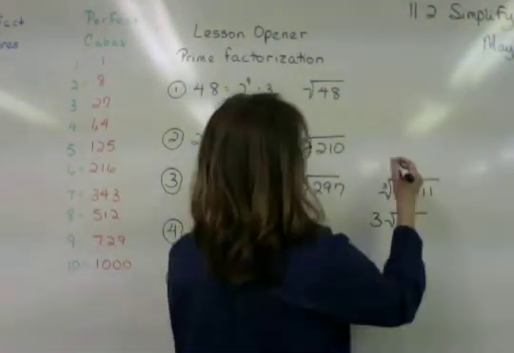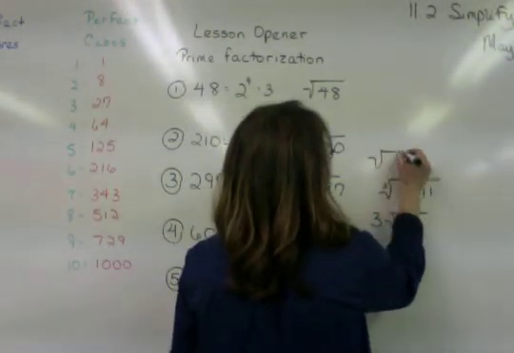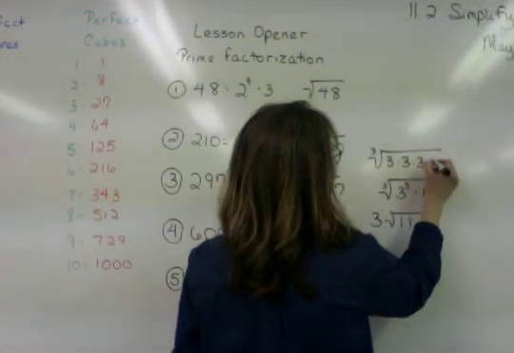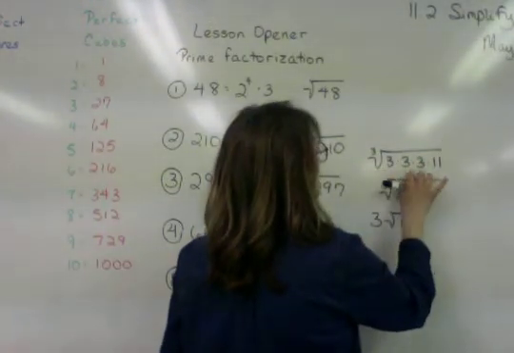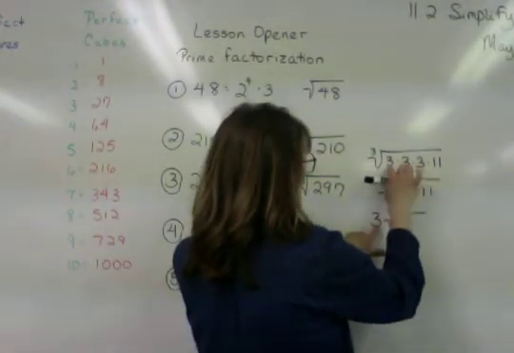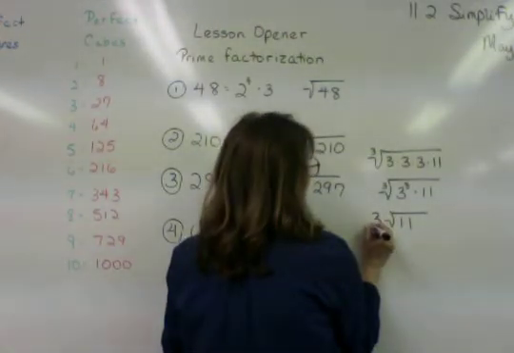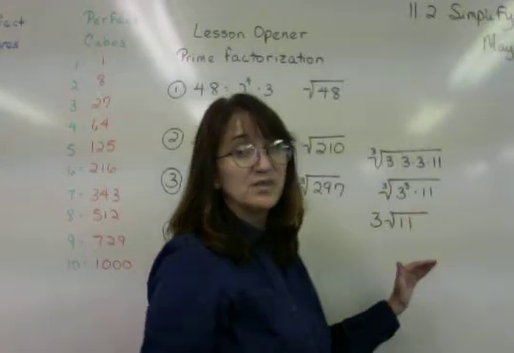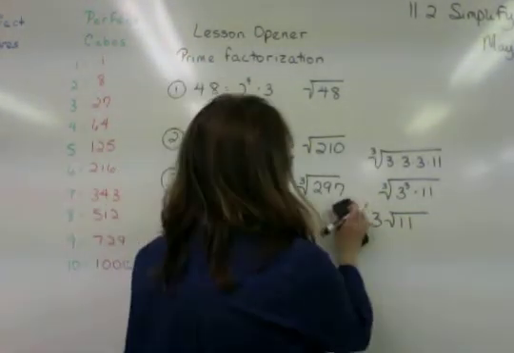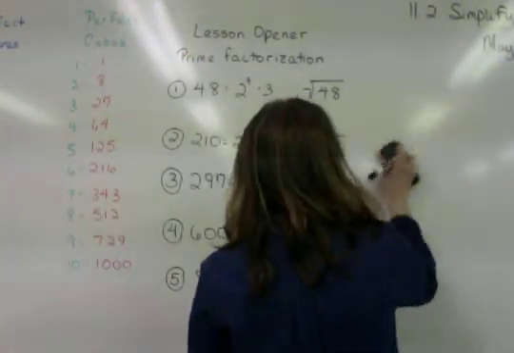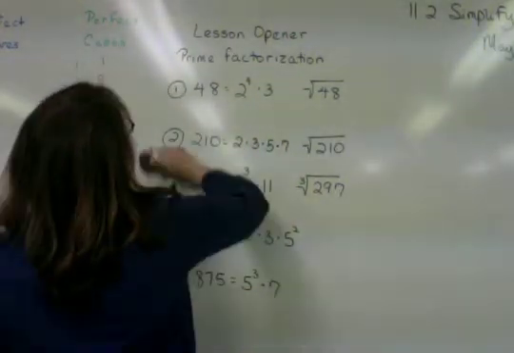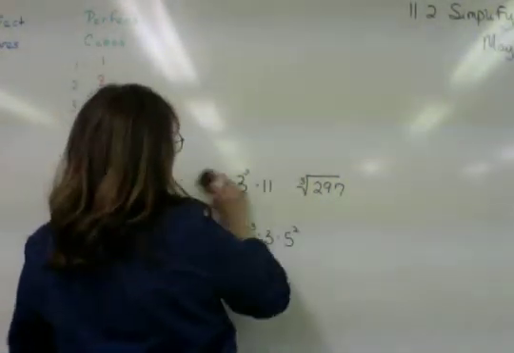Another way to look at that is if we broke it down, if that was 3 times 3 times 3 times 11, then those 3 numbers are cubed, and I would bring that out as this 3. What would remain underneath it that I could not break down further would be 11. And I think you're starting to get the process of what we're going to do for some lesson openers with this.